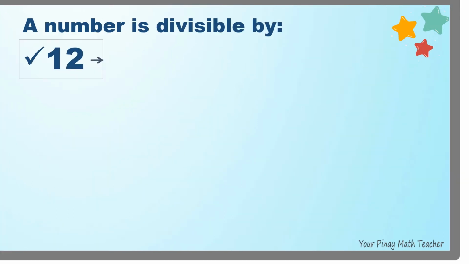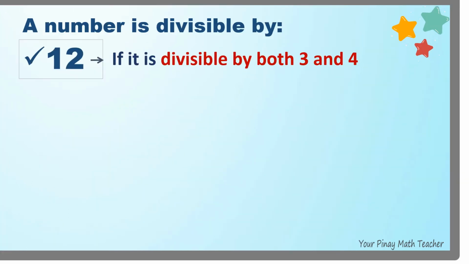A number is divisible by 12 if it is divisible by both 3 and 4. We should choose 3 and 4 because they are relatively prime, which means that they only have a common factor of 1. Example 1, 312. Is this divisible by 12?